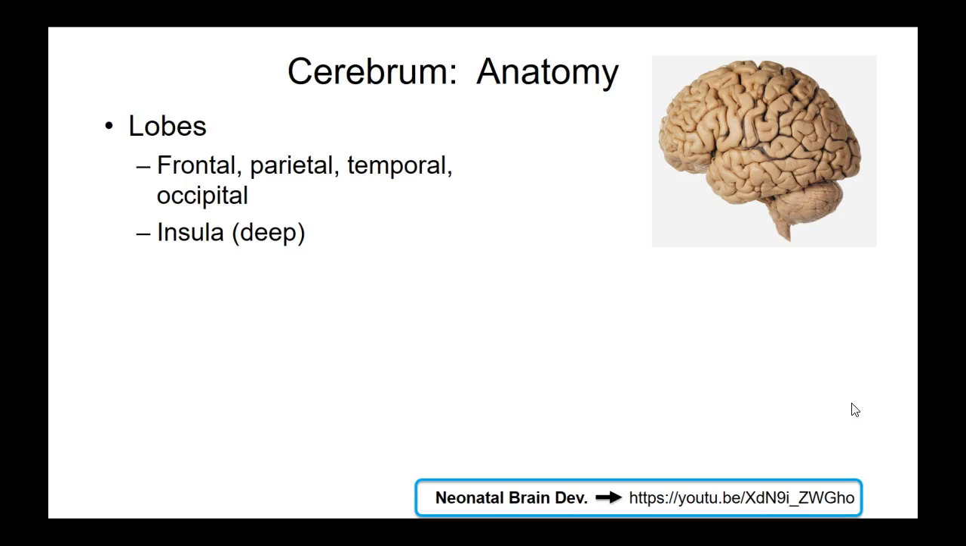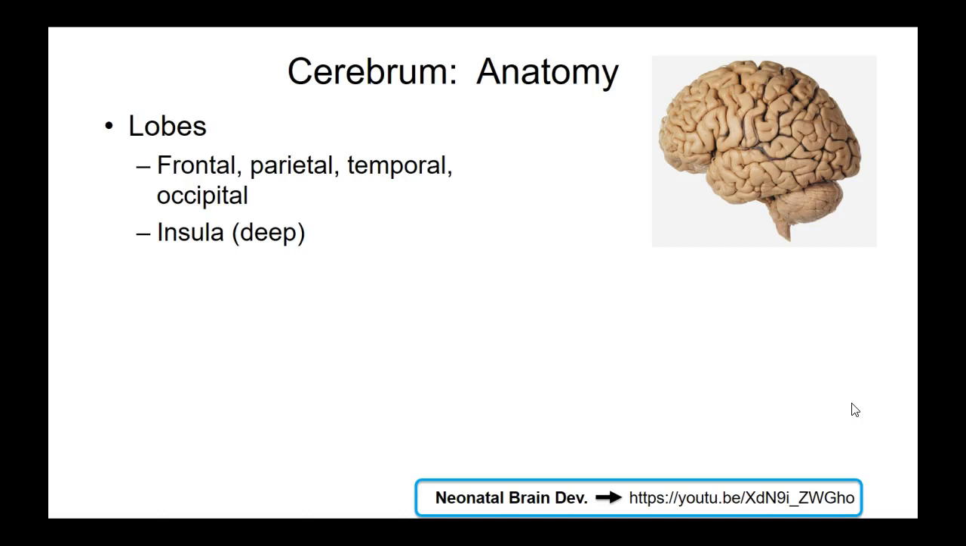The cerebrum can be broken up into areas and also lobes. So let's talk about the lobe distinction first. We have 5 different lobes, 4 of which we can see easily on the image and on this brain. One is the frontal lobe. Hopefully that makes sense, right? If you remember some of the bones of the cranium, the frontal bone is over here.